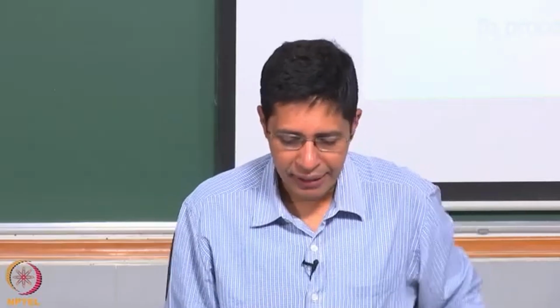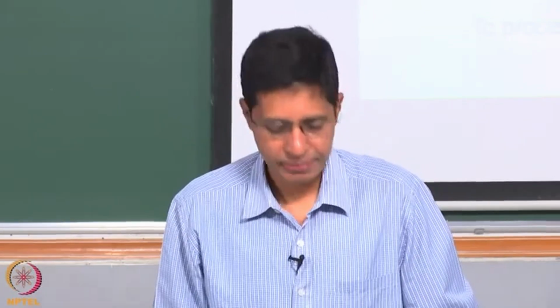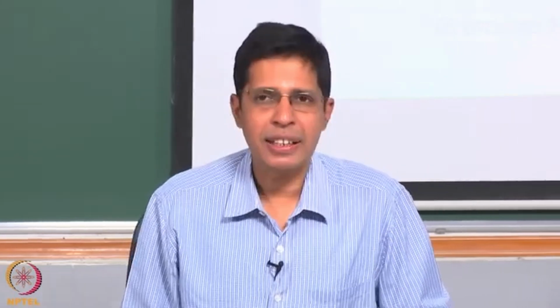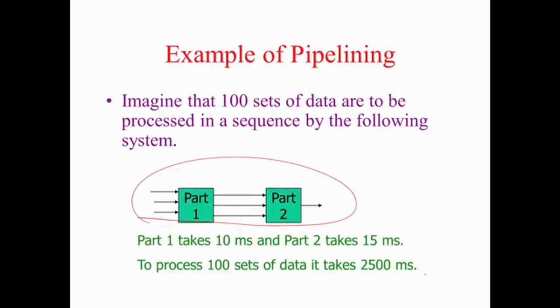Yeah, so we will start with pipelining. So let us look at this particular diagram. There are two parts to this circuit. The inputs come from this point. It gets processed by part 1 and then it is fed to part 2. It gets processed and it comes out. Let us assume that part 1 takes 10 milliseconds of time and part 2 takes 15 milliseconds of time.